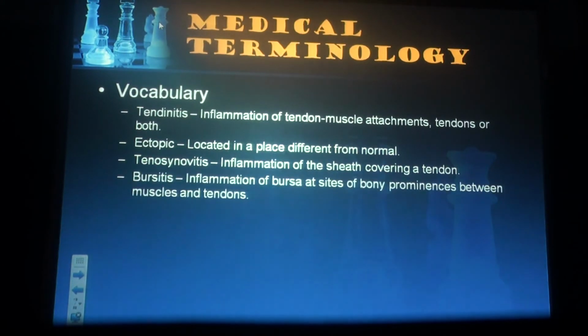Bursitis, inflammation of a bursa at sites of bony prominences between muscles and tendons. So we talked about the bursa sac earlier. It's when that bursa sac becomes inflamed. So then you have bursitis, causing the inflammation of the bursa at the sites of bony prominences between muscles and tendons.